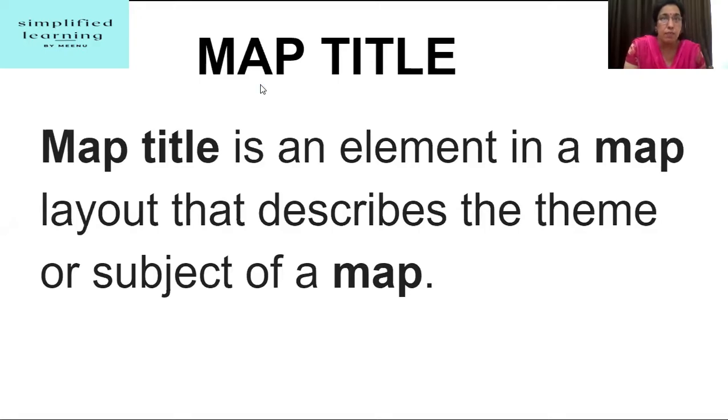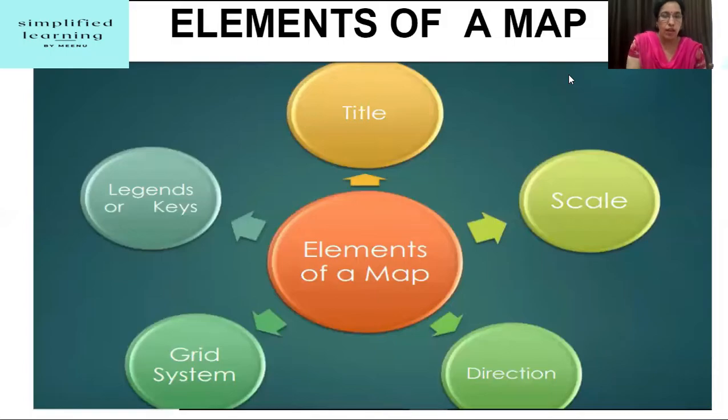Now, first element is map title. Map title is an element in a map layout that describes the theme or subject of a map. The title tells you the purpose of the map. The legend shows you what symbols on the map mean. The compass is a directional arrow that shows cardinal and sometimes intermediate directions on a map. The scale is shown in both standard and metric measurements and shows distance between objects in a map.